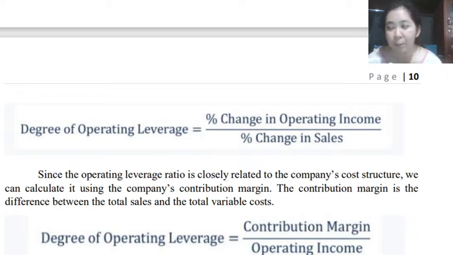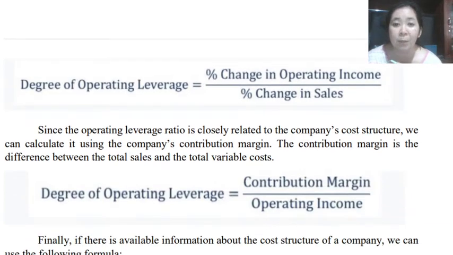Okay, so how many percent is there, or the percentage of a ratio of their fixed and variable cost. We can calculate it using the company's contribution margin. So if you are going to use this formula, based on the contribution margin, this will be the difference between the total sales and the total variable cost. Okay, that is our contribution margin.